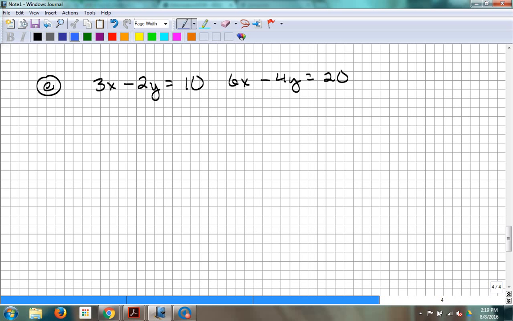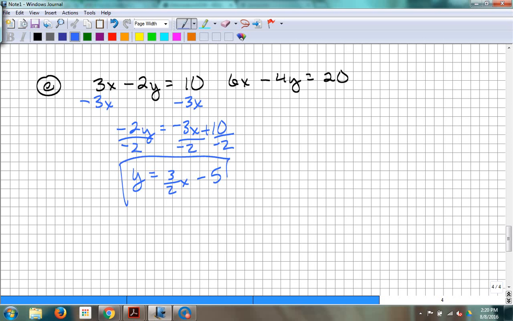What do I need to do? Yeah, get them in slope-intercept form. That's if you're solving by graphing this whole section. That's what you want to do. Get y by itself. Get it in slope-intercept form. So subtract 3x and then divide by negative 2. y equals 3 over 2 x minus 5. Okay, there's one of them. Let's get the second one.